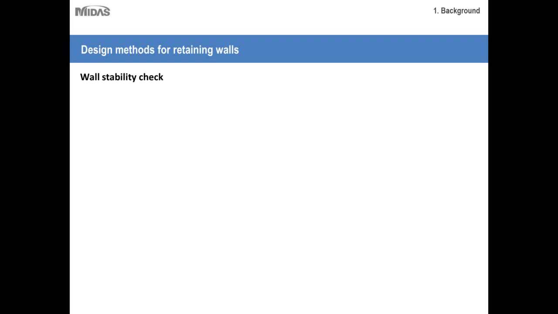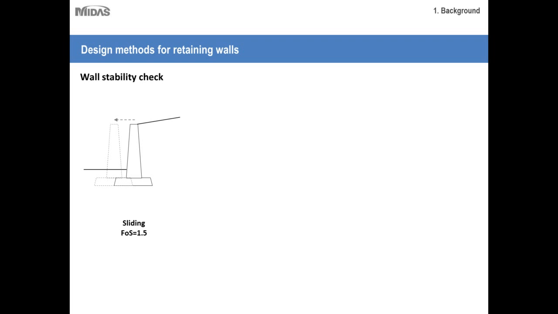So these were the most common types of retaining walls. Now when designing these retaining walls, we need to perform a set of checks. This is a very standard procedure, and I'm sure everyone in this room would be familiar with that. So I'll quickly go over the stability checks.